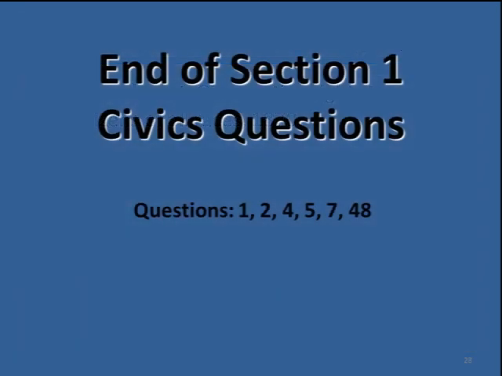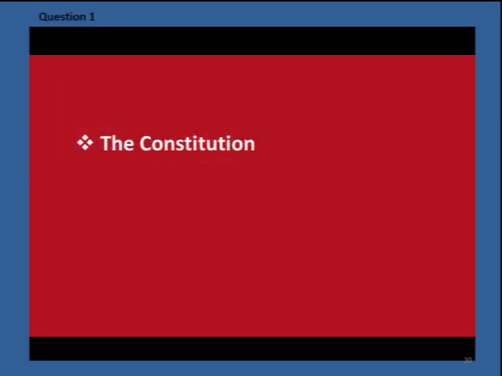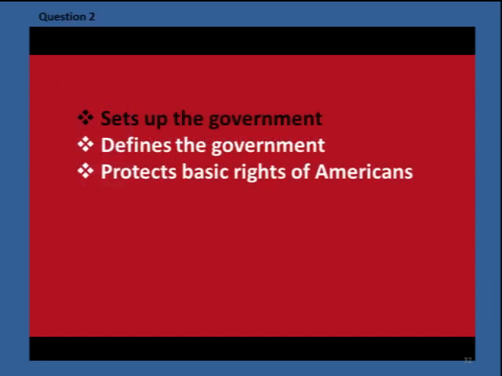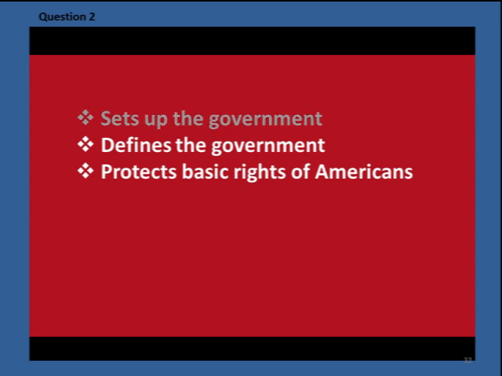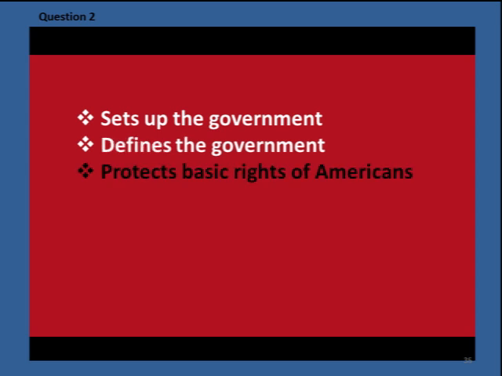This is the end of Section 1. We will now practice the related civics questions. Question 1. What is the supreme law of the land? The Constitution. The Constitution is the supreme law of the land. Question 2. What does the Constitution do? Sets up the government. The Constitution sets up the government, defines the government, and protects the basic rights of Americans.